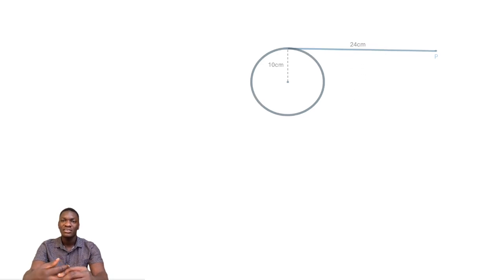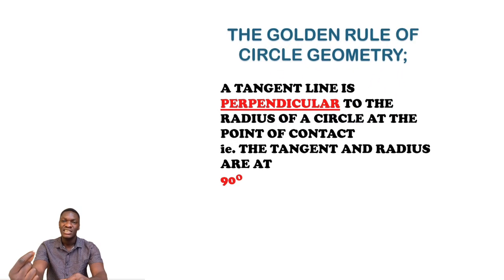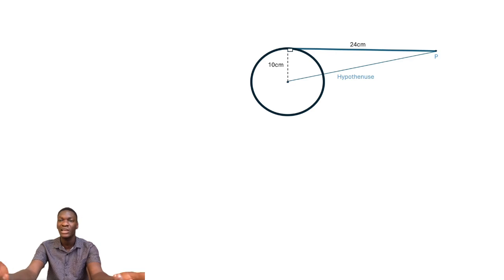Straightforward, if you remember our golden rule of circle geometry, we know that a tangent is perpendicular to the radius of a circle at the point of contact. It means the 24 centimeters tangent and the radius 10 centimeters are perpendicular, meaning the angle between them is 90 degrees. If so, then a line joining the center of the circle to the point P will become the hypotenuse of a triangle formed by the three lines.